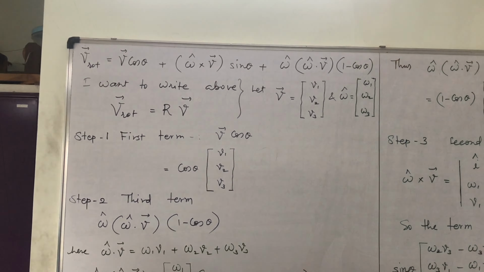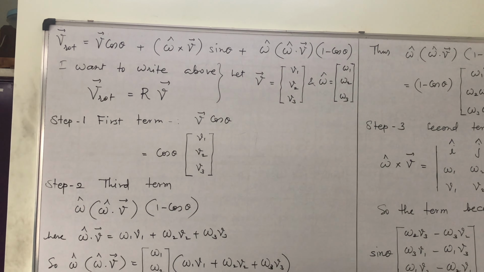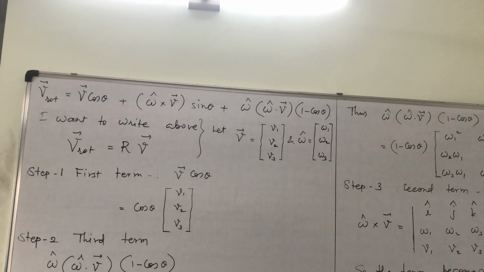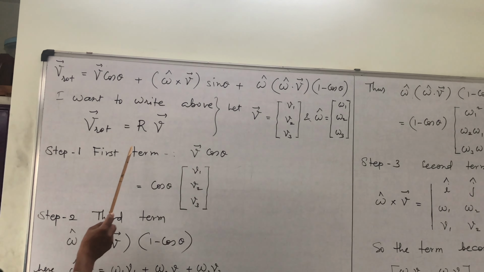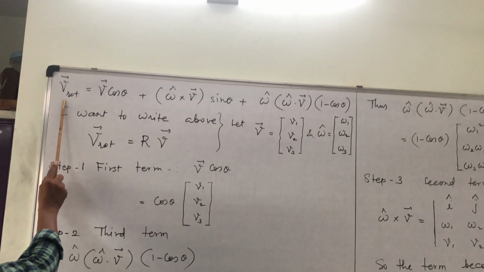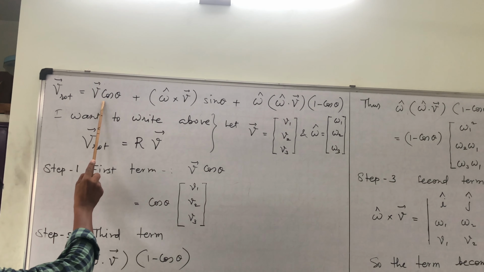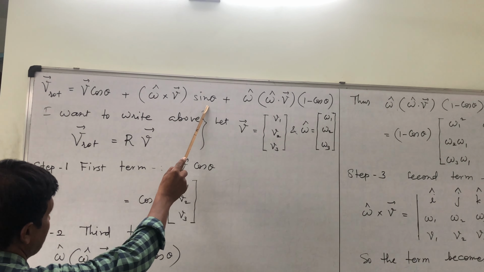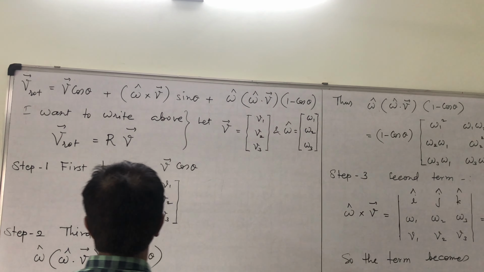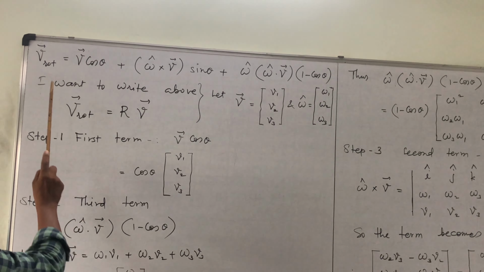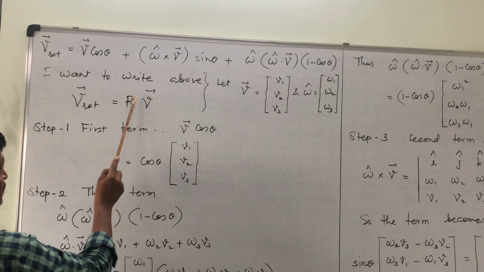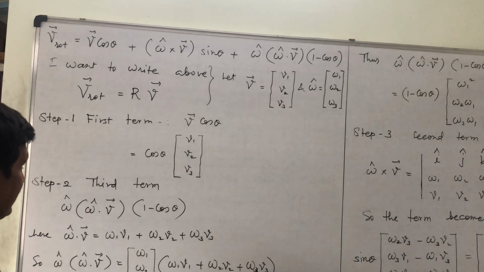Now, using Rodrigues' geometric formula for rotating a vector around a random axis, we want to find a rotation matrix. See here, V rotation is V cos theta plus omega cap cross V sin theta plus omega cap into omega cap dot V into 1 minus cos theta. We have obtained this. I want to write the above in terms of R into V. Then R is called the rotation matrix.